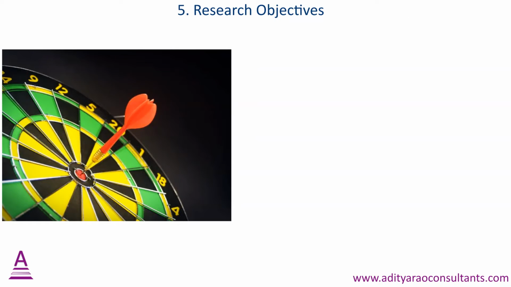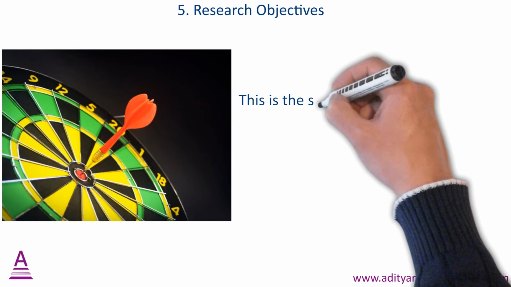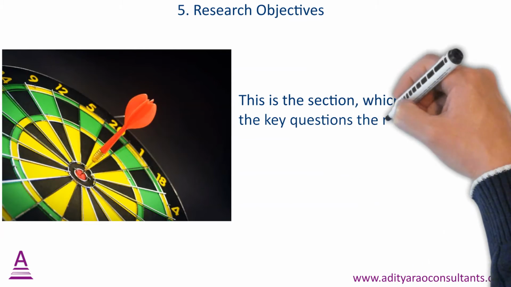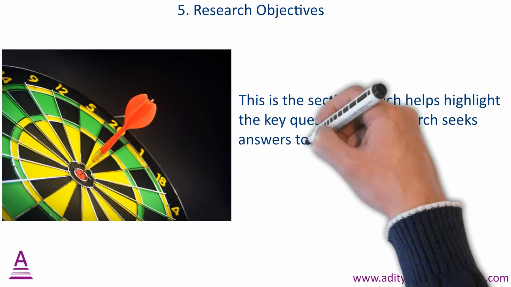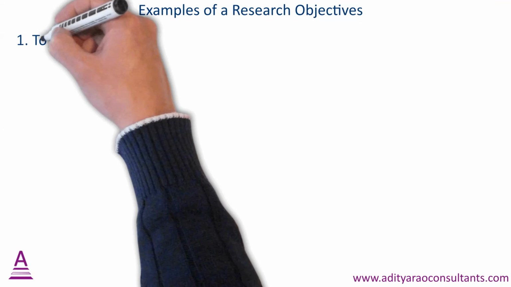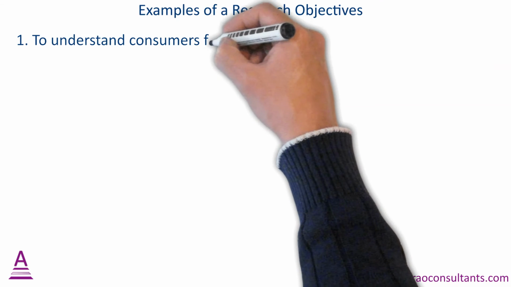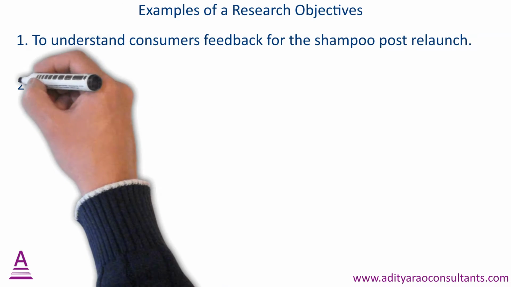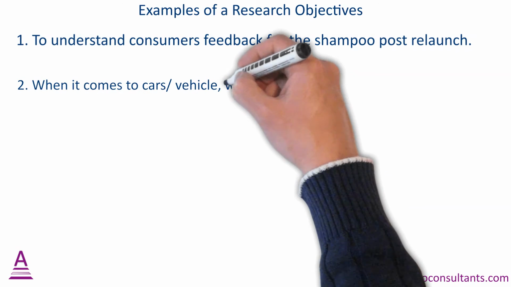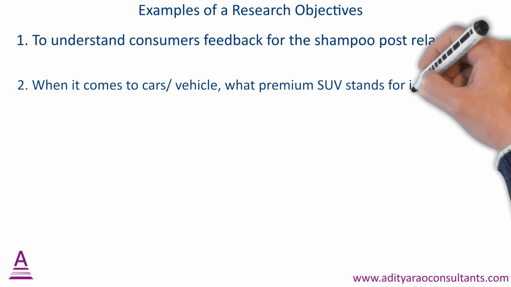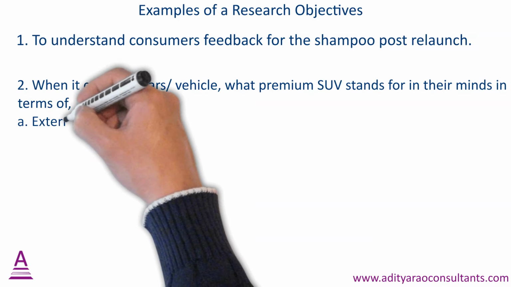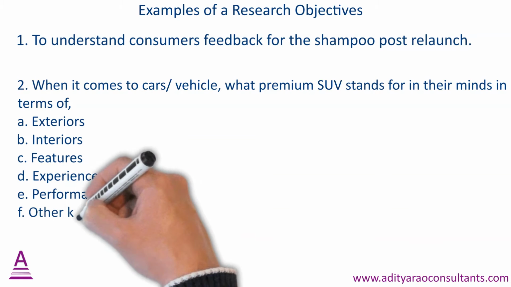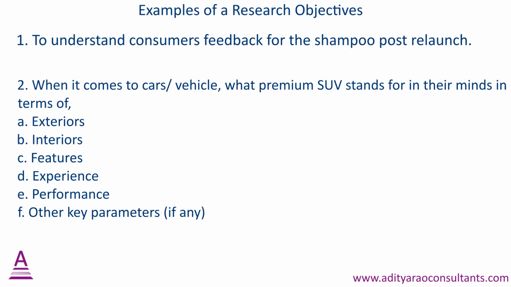The action areas are followed by the section of research objectives. This section details the key questions that the business seeks answers to. Examples of the research objective could be to understand consumer feedback of a shampoo relaunch. Another example would be to understand what a premium SUV stands for in terms of exterior, interior, features, experience, performance, or any other parameter in the minds of the consumer.